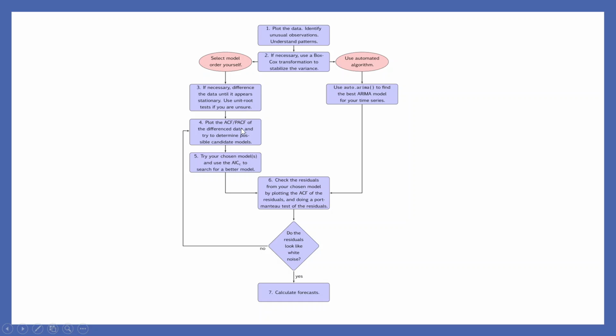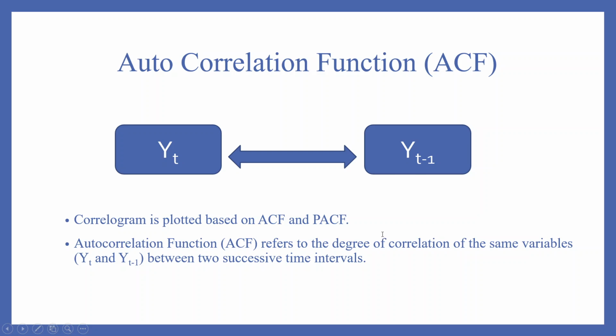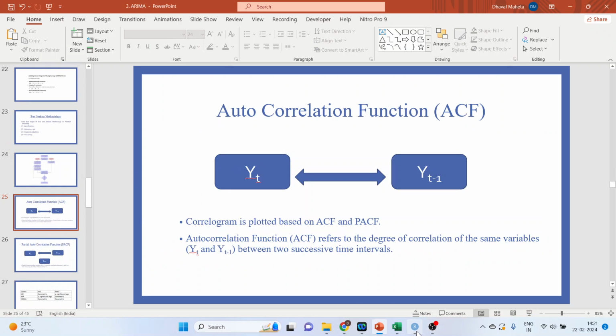Fourth, plot the ACF and PACF of the differenced data and try to determine the possible candidate models. Fifth, try your chosen model and use the Akaike information criterion to search for a better model. The same thing you can do with the help of auto.arima. Next, check the residuals from your chosen model by plotting the ACF of the residuals and doing the portmanteau test of the residuals. Do the residuals look like white noise? Yes, calculate the forecast. Now let's see how we can do this in R.